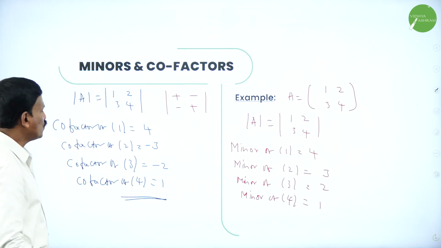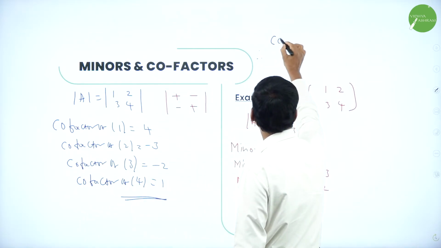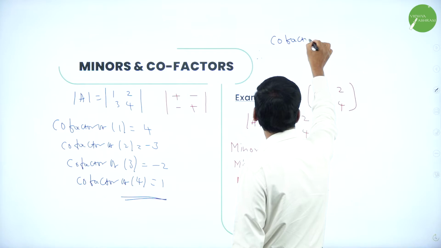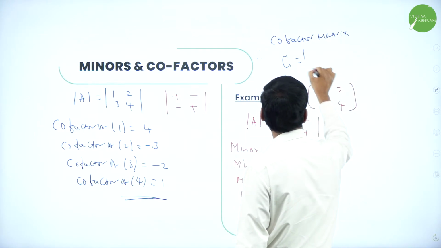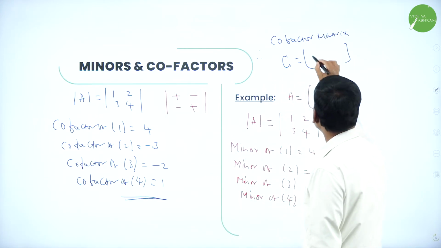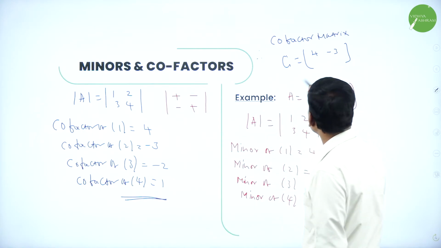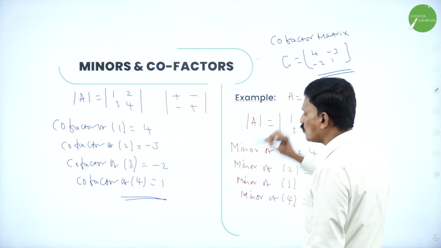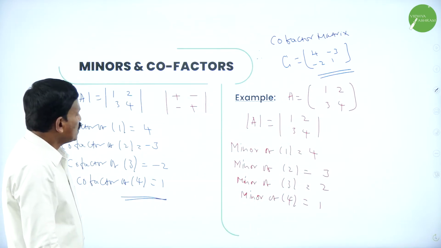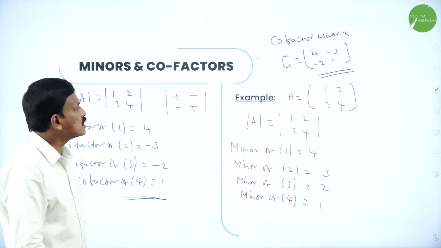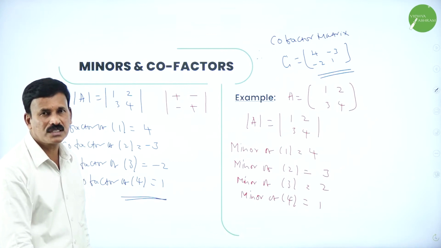And similarly, the cofactor of 4 is equal to, this row and column is gone, you will get 1. So therefore, the cofactor matrix C is equal to 4, minus 3, minus 2 and 1. This is called the cofactor matrix. The cofactor matrix is first row 4 and minus 3, second row minus 2 and 1.